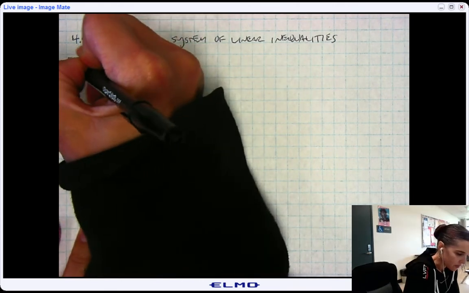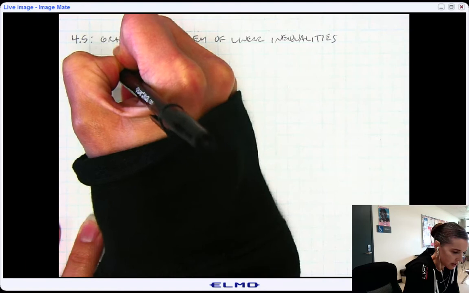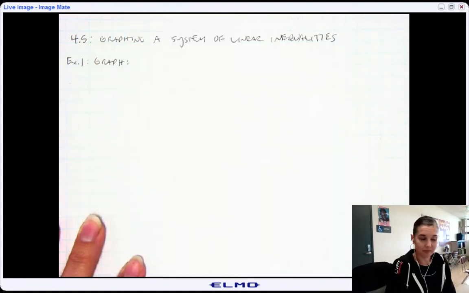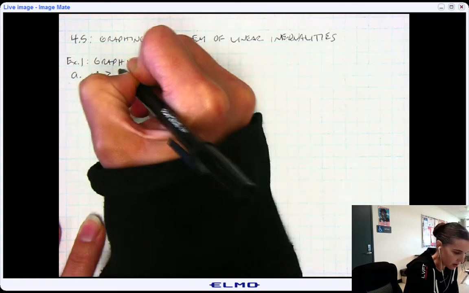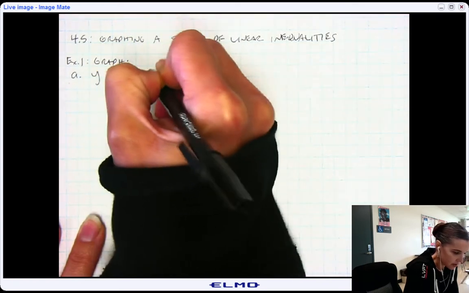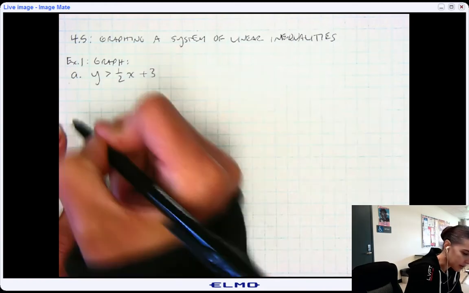So for example 1, it'll just be to graph. Okay, so in part A, say I give you y is greater than 1/2 x plus 3. All right, I'm going to make myself a little graph.